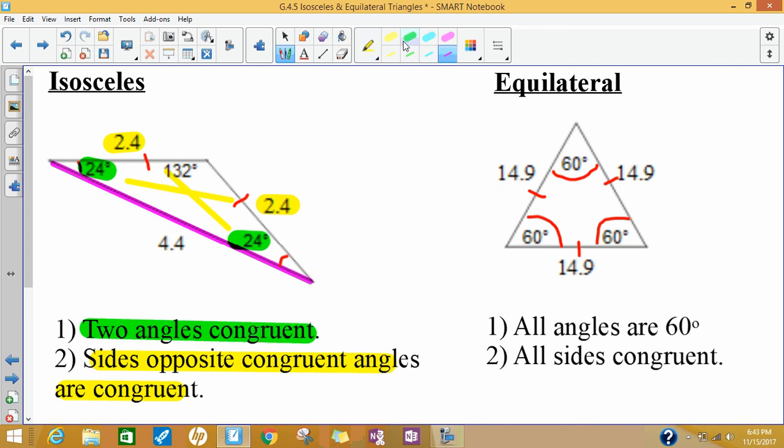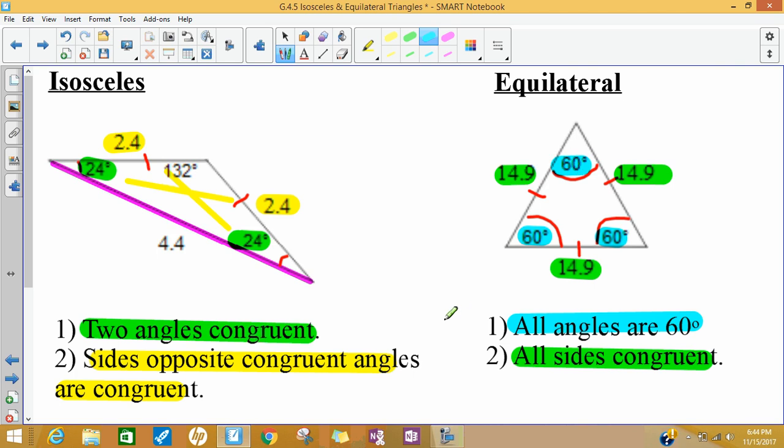In my equilateral triangle, all the sides are congruent. They're all the same size, so you can see they're all 14.9. I've also marked them all with these slashes showing that they're congruent. And then also all the angles are 60 degrees, which we can also say all the angles are congruent. So in an equilateral triangle, the word equal sort of stands out there. All the sides are the same and all the angles are the same.